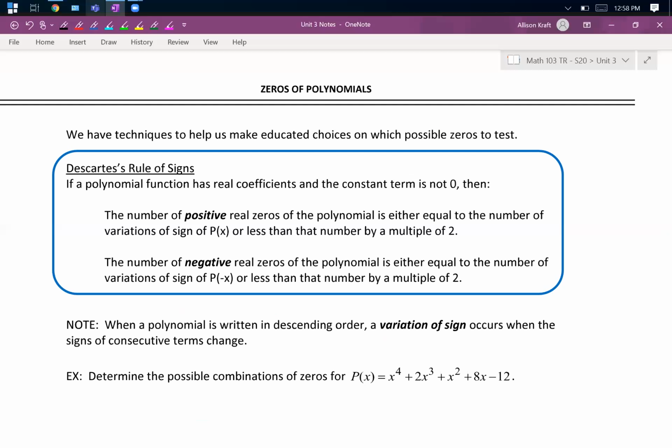So I'm going to read it to you and then I'm going to translate it for you. Descartes' rule of signs says if a polynomial function has real coefficients and the constant term is not 0, then the number of positive real zeros of the polynomial is either equal to the number of sign variations of P of x or less than that by a multiple of 2. The number of negative real zeros of the polynomial is either equal to the number of sign variations in P of negative x or less than that by a multiple of 2.